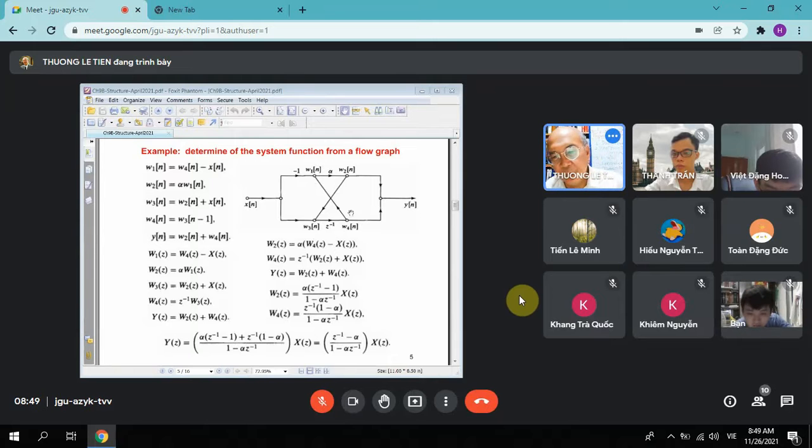Okay, for example, we write down the node equation of W. Tan, can you say what's the node equation for W4? Hurry up.